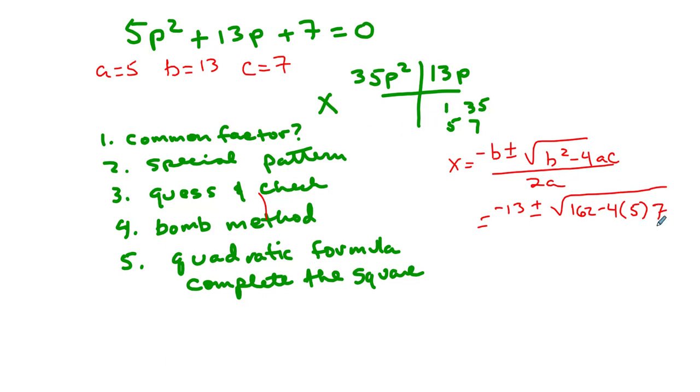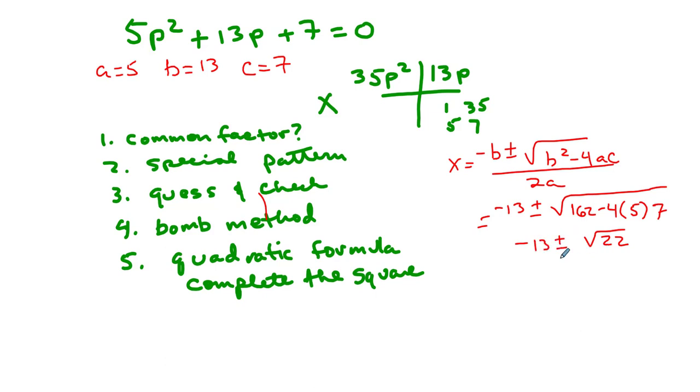So 5 times 7 is 35. 4 times 35 is twice 2 times 35, which is twice 70, which is 140. So we have 162 take away 140, which is going to give us 22. I did a lot of stuff there in my head, which might lead to a wrong answer, but basically I got that. And so we got minus 13 plus or minus the square root of that over 2a.